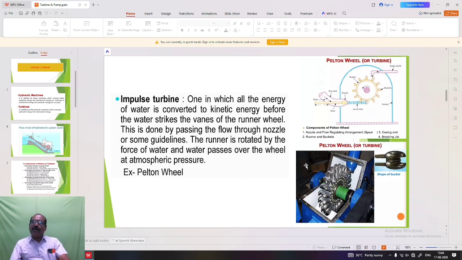An example for an impulse turbine is the Pelton wheel, one in which all the energy of water is converted to kinetic energy before the water strikes the vanes of the runner. This is done by passing the water through a flow nozzle. The runner is rotated by the force of the water, and water passes over the wheel at atmospheric pressure.